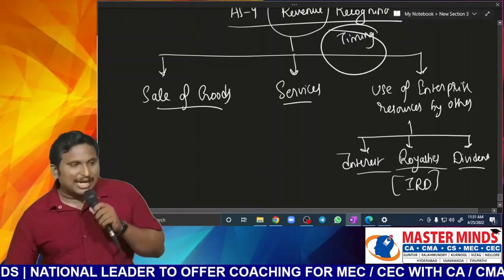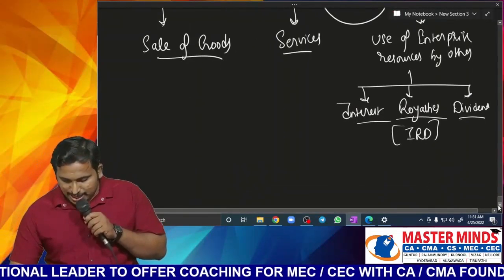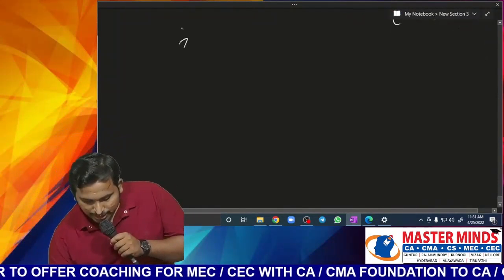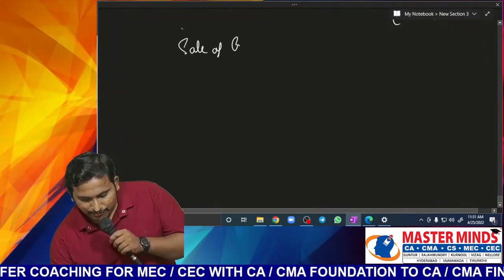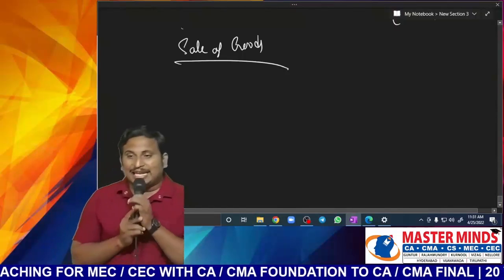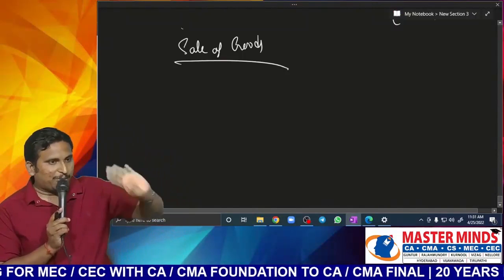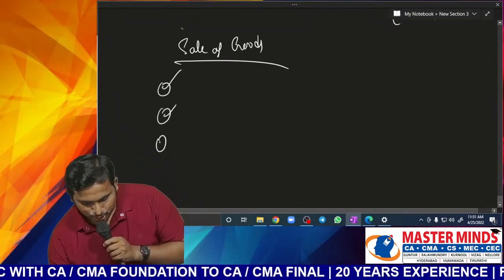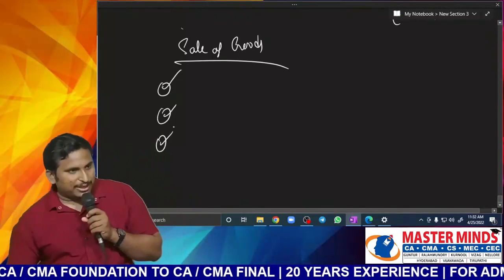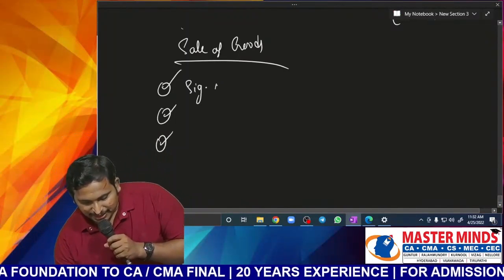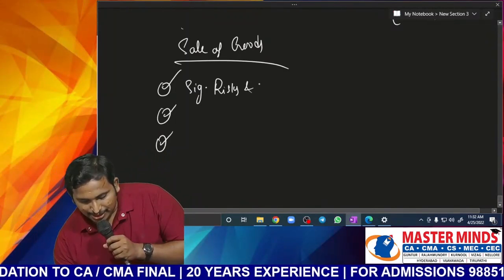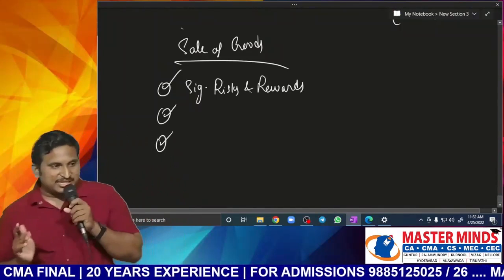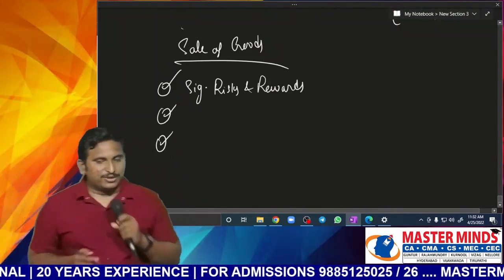Right, let me start one by one. First, sale of goods. If you want to recognize income from sale of goods, three conditions should be satisfied mainly. What are the three conditions? First, significant risks and rewards incidental to ownership should be transferred.